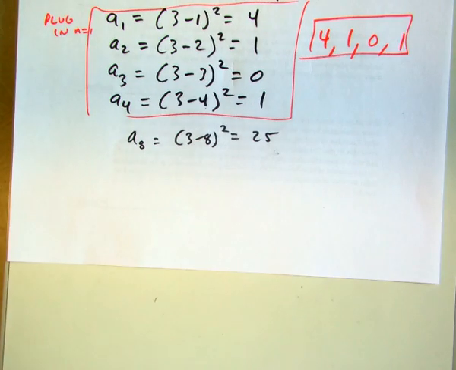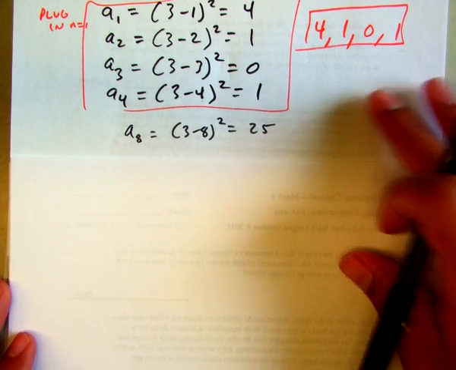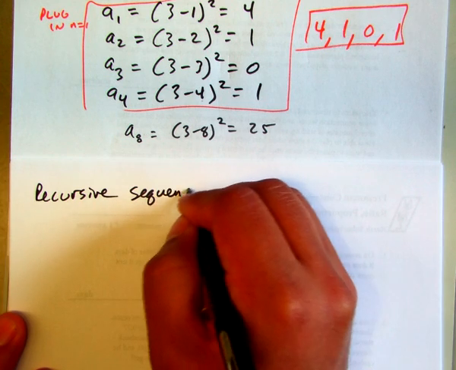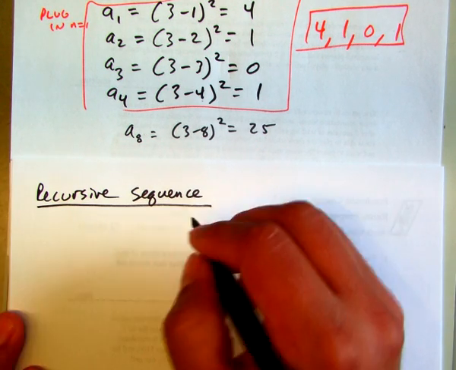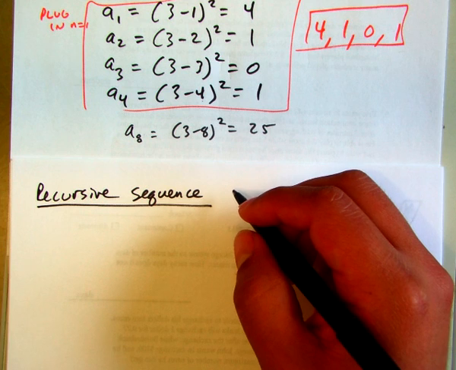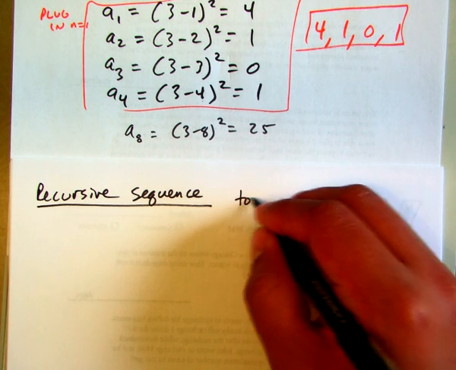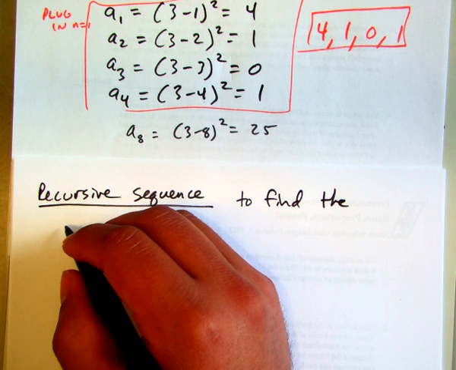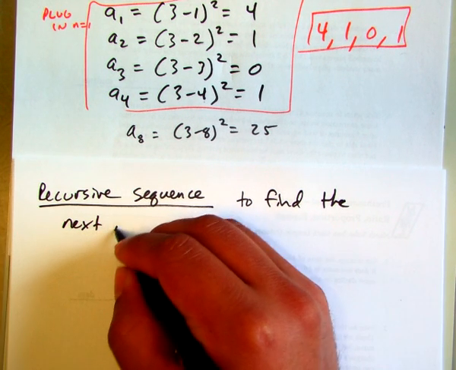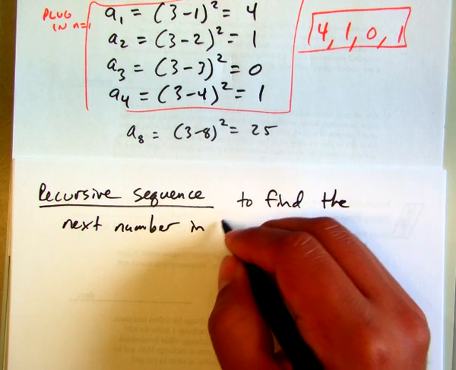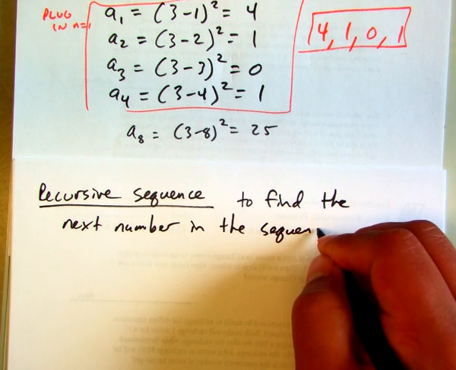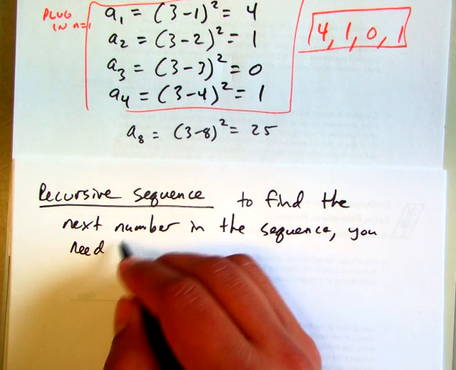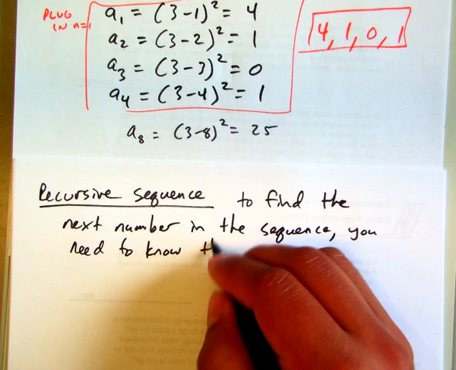All right. With that being said, let's talk about what a recursive sequence looks like. The key here is that to find the next number in the sequence you need to know the previous terms.